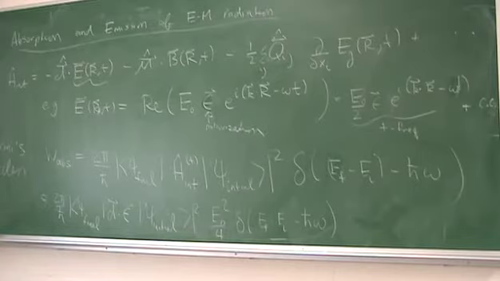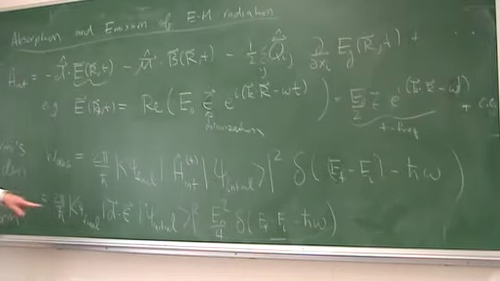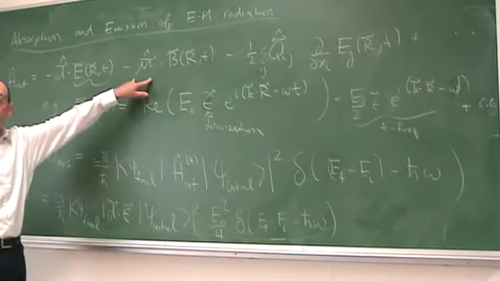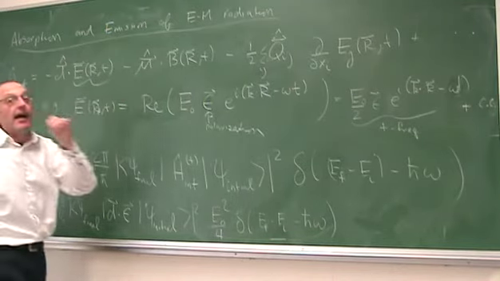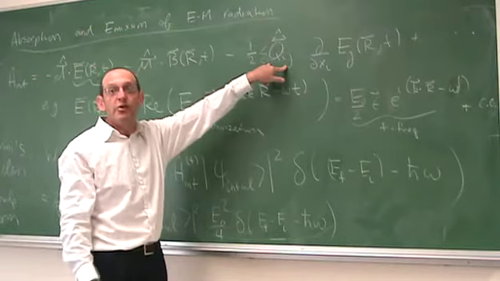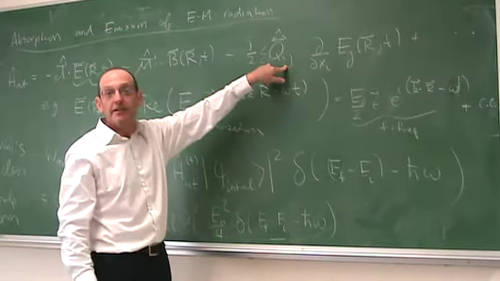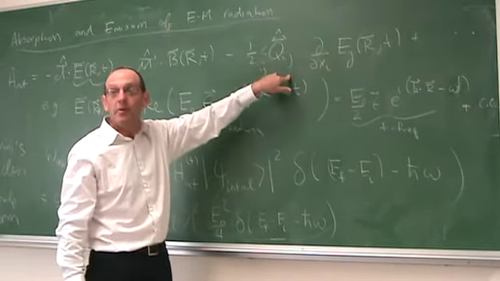Okay? This would be for the dipole term. There was another term here which would have to do with the matrix element of the magnetic dipole moment, and another term that has to do with the matrix element of components of the quadrupole tensor.